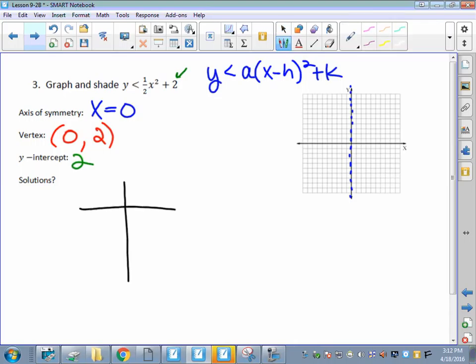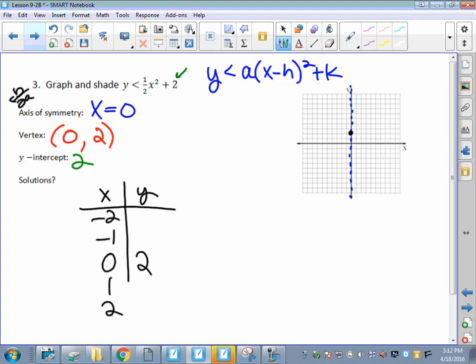If you want to go back and do negative b over 2a to find that axis of symmetry, go ahead and do so. You will end up with the same answer. So I'm going to make an xy table. I don't have a whole lot of points. All I have is my vertex at 0, 2. That point right there, and that's also my y-intercept, so it's the same thing. So I'm going to put 0, 2 in the middle, a -1, -2, +1, +2.